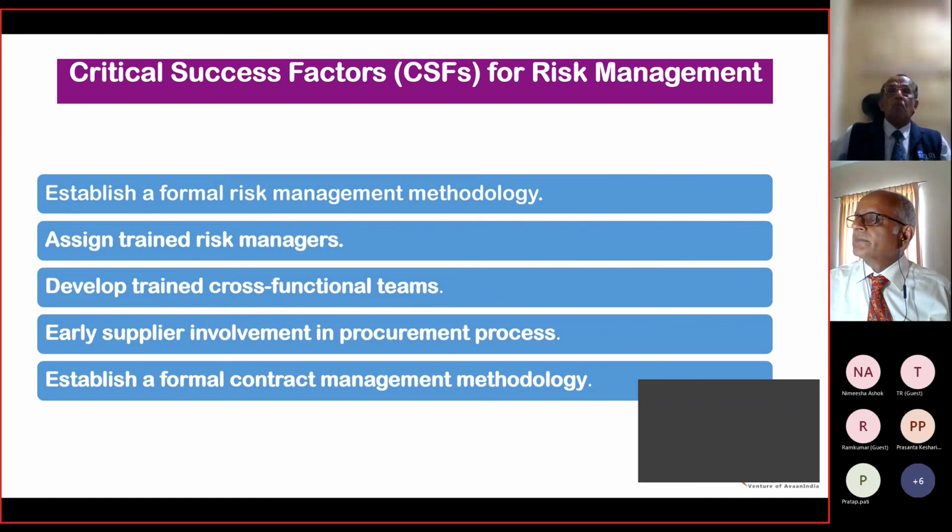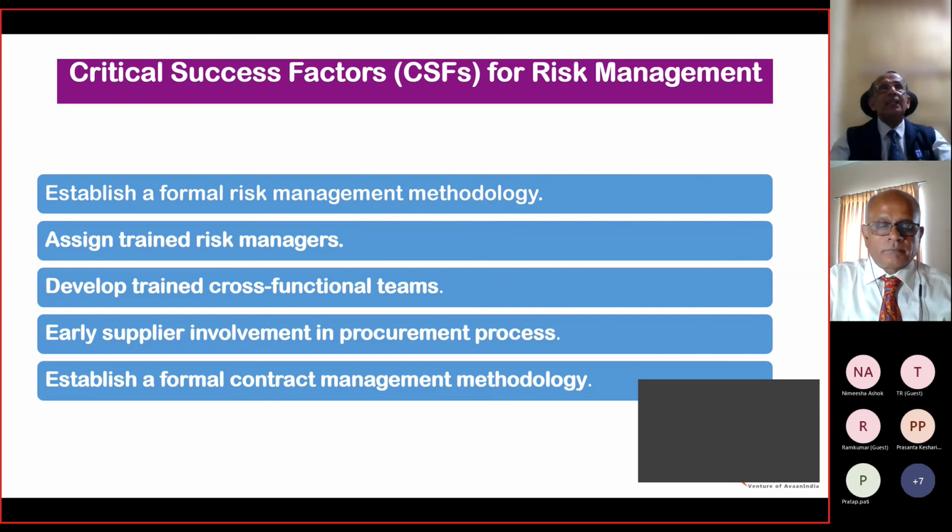Right. Finally, the critical success factors. Okay. We are just winding up on the topic. We have been talking about risk so much, but please understand the message you have to carry home. Whatever Shyam has just said, they are all part and parcel of the risk management of the organization as a whole.